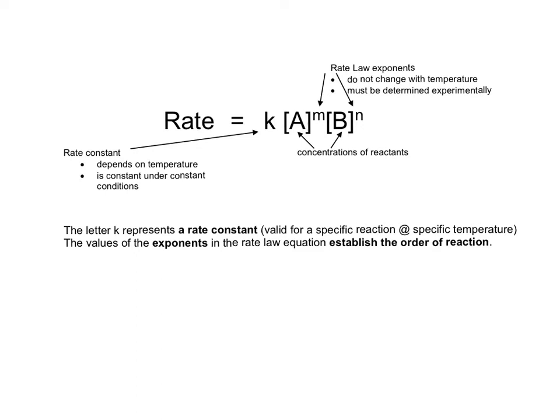The rate law exponents will not change with temperature, but you do have to determine them experimentally. So you actually have to run experiments, record your concentrations and your rates. The letter k represents a rate constant, so it's valid for a specific reaction at a specific temperature. The values of the exponents establish the order of reaction.